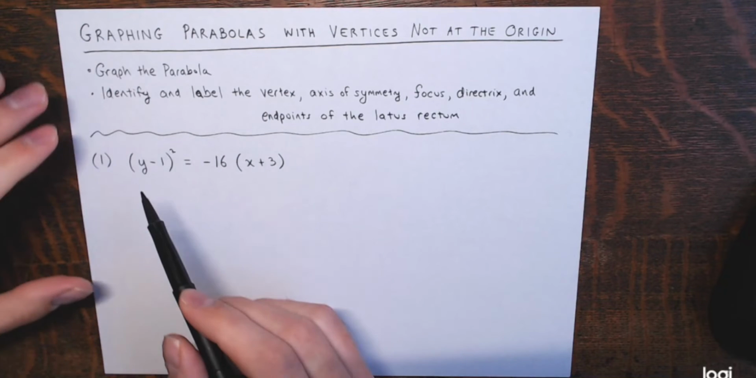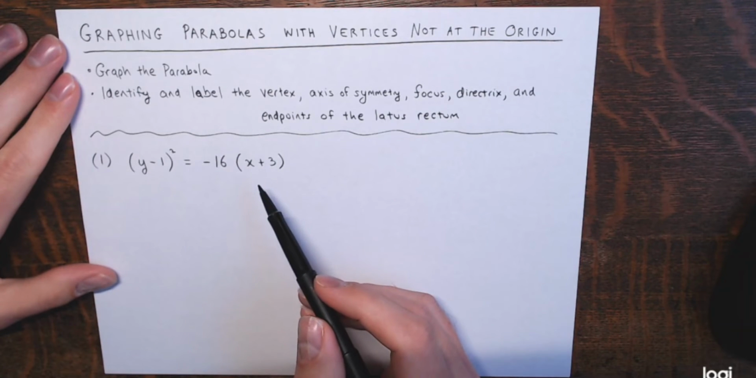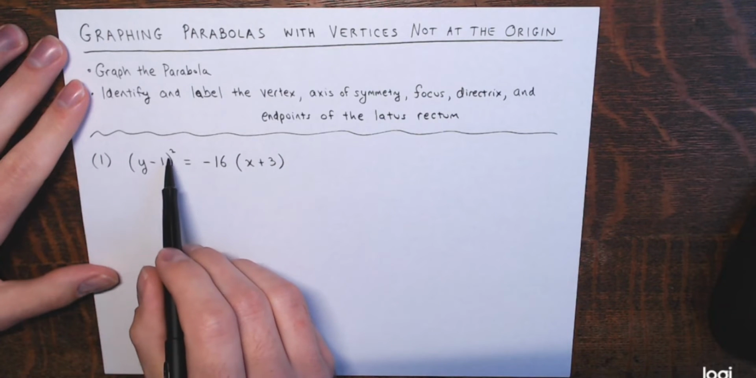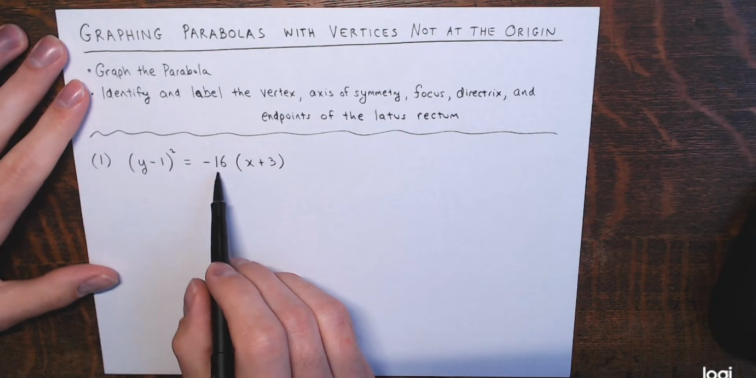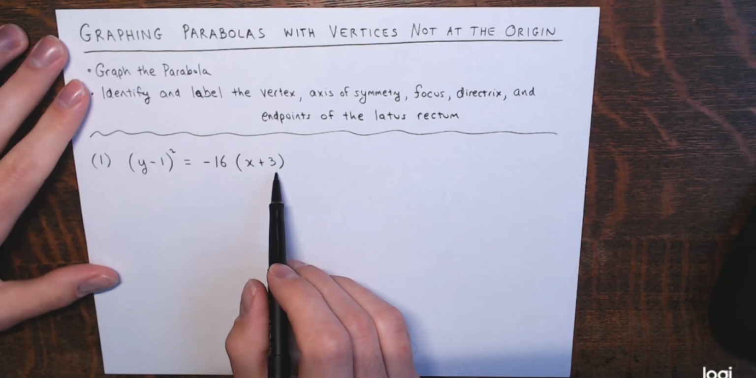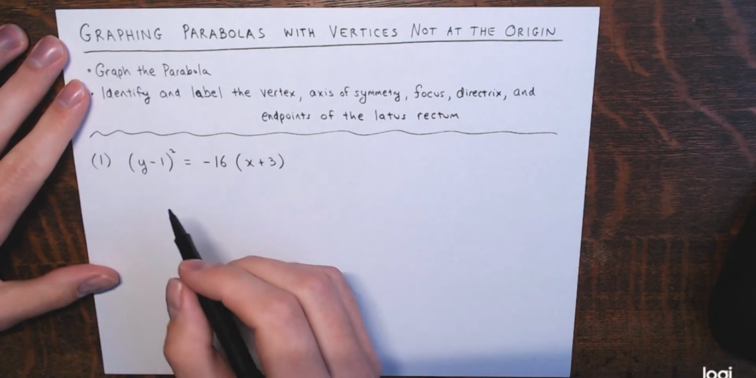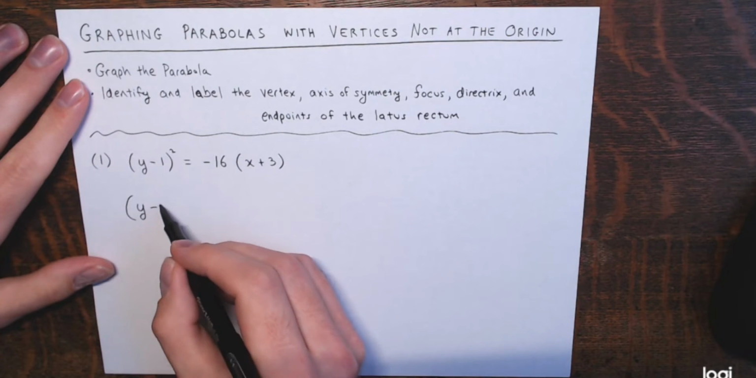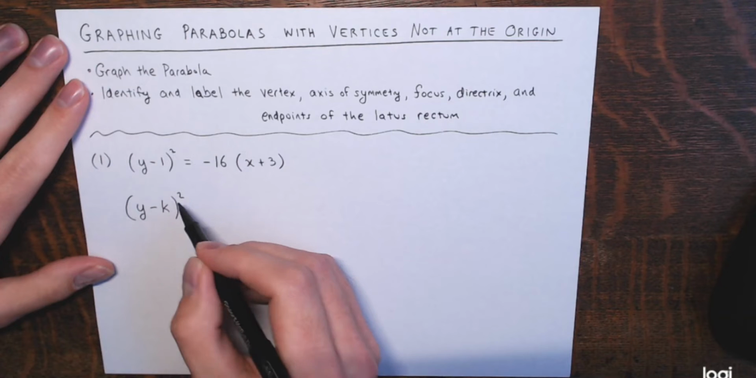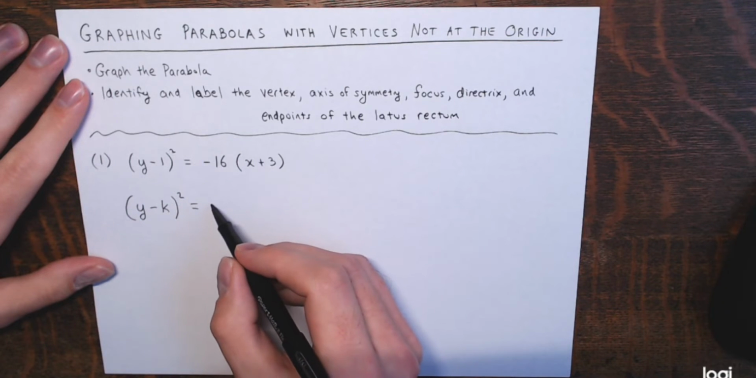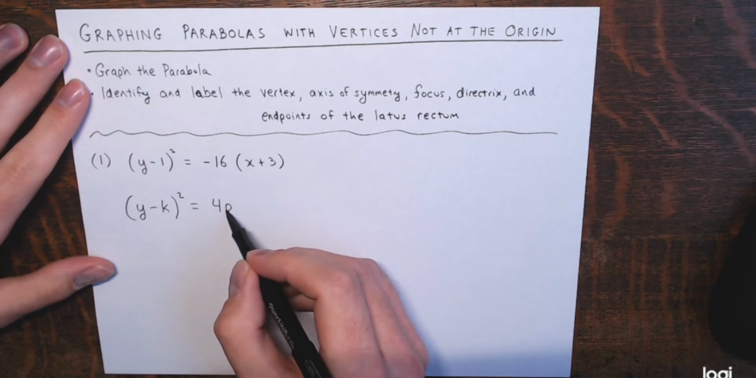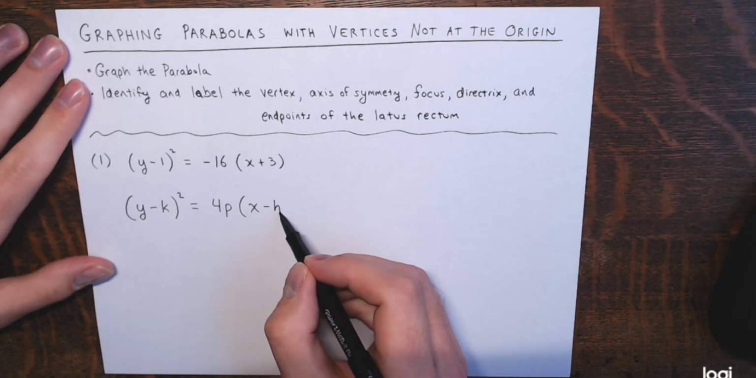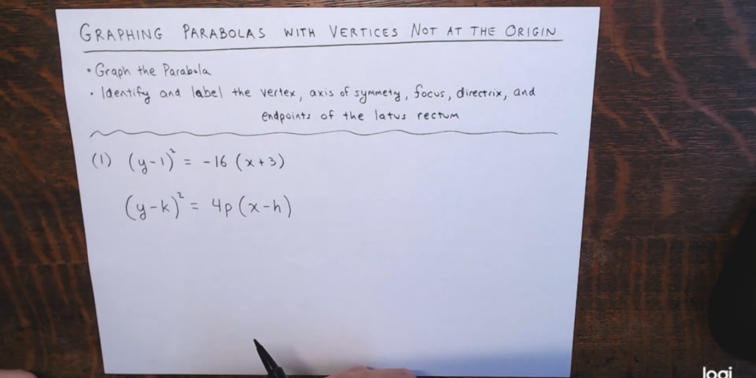Alright, so the first equation I'm given, the first example I'm going over, has a quantity with y squared equal to a number times a quantity with x. So this is in the standard form for a parabola. It's in this form: the quantity (y minus k) squared equals some number 4p times the quantity (x minus h). It's in that form there.